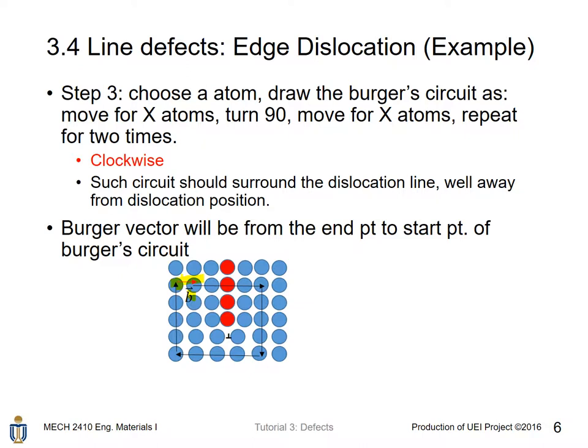The Burgers circuit is the steps we draw from step 3, which is the black arrow. In this case, we choose 5 atoms, and it first moves 5 atoms to here, and then 5 atoms to here, and then 5 atoms to here, and then 5 atoms to here. And the Burgers vector is basically these red vectors.